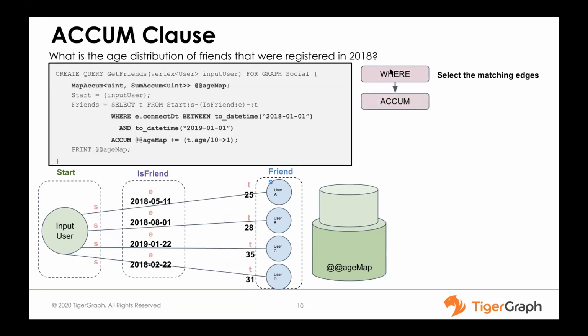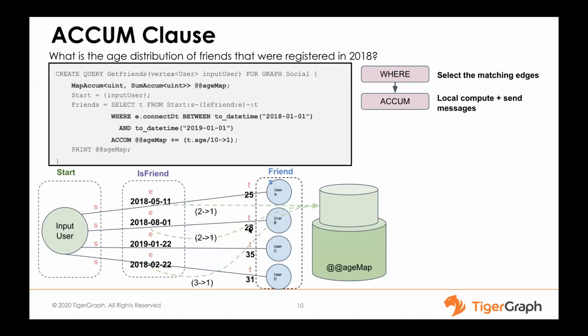After the where clause, we execute the accum clause. In the accum clause, it will do a map logic, right? It runs in parallel, does the same thing, and sends the result like this to the map. Age divided by 10 is the age bucket, and 1 is the number of users, because each edge is 1 user. For the first edge, the age of the user is 25, divided by 10 is 2, right? It will send 2, 1: 2 as key, 1 as value.